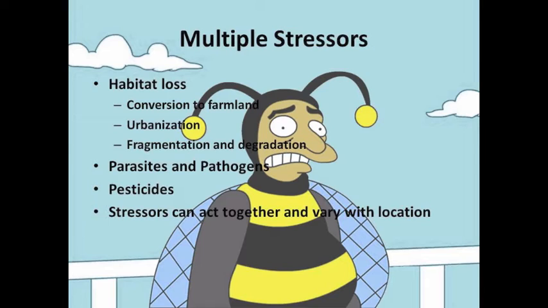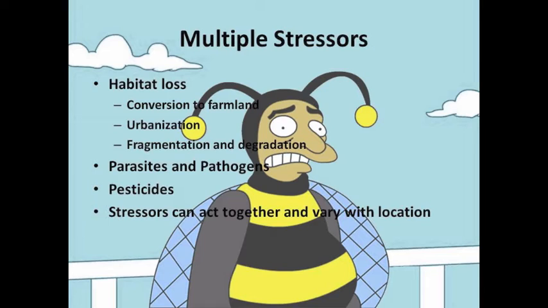There are multiple factors contributing to the decrease in bee populations, one of which is habitat loss, which has reduced the abundance and diversity of floral resources and nesting opportunities. This has been done by the conversion of natural or semi-natural flower-rich habitat to farmland. The urbanization or building of roads and other infrastructure also contributes to the fragmentation and degradation of habitats.